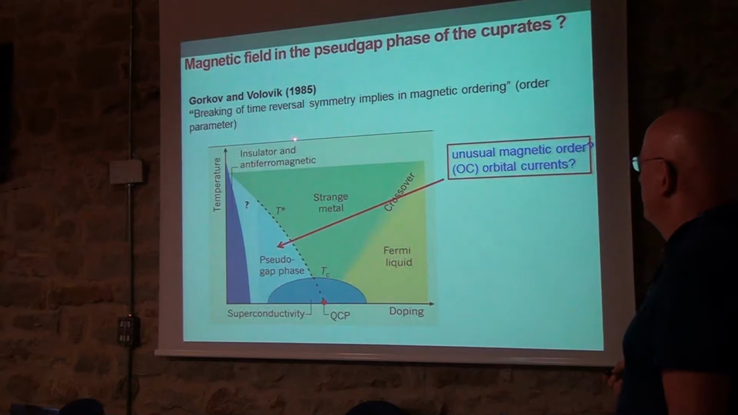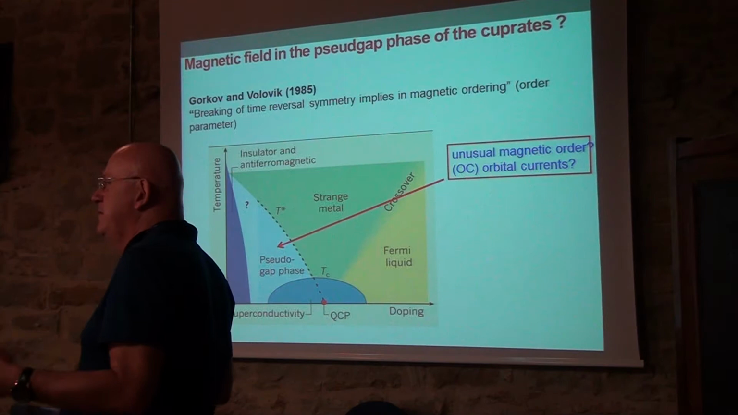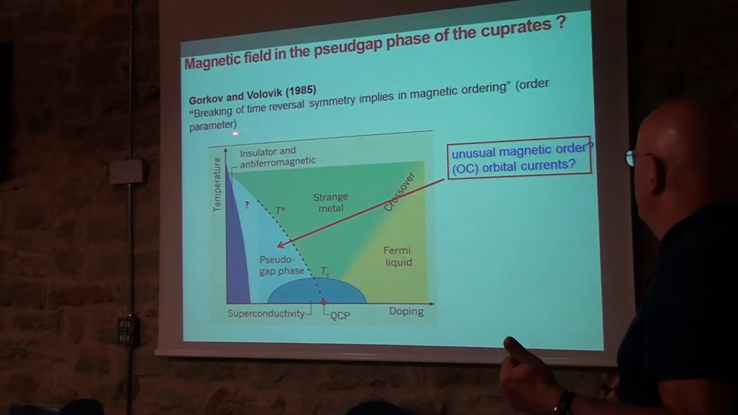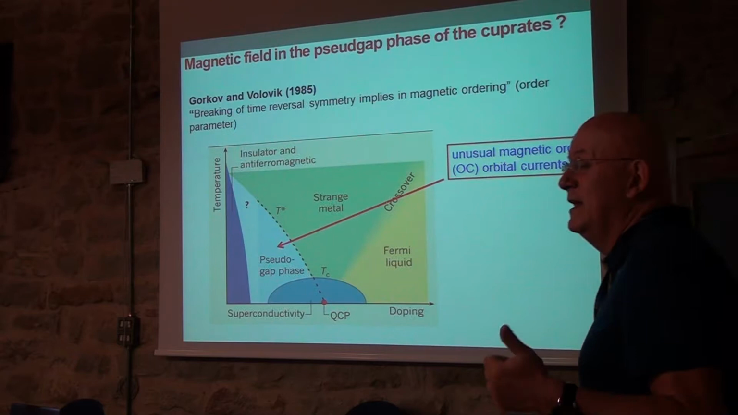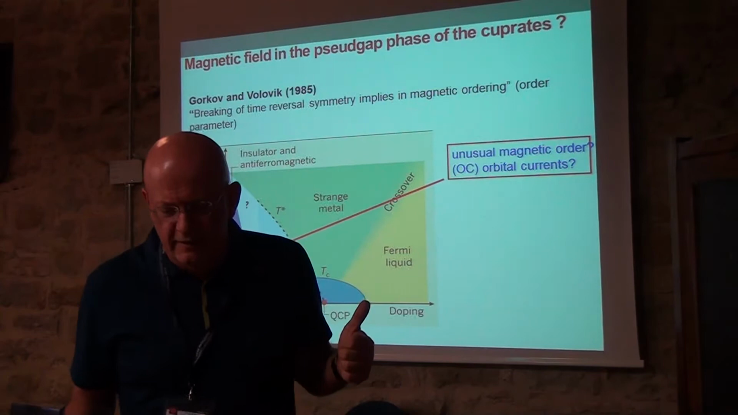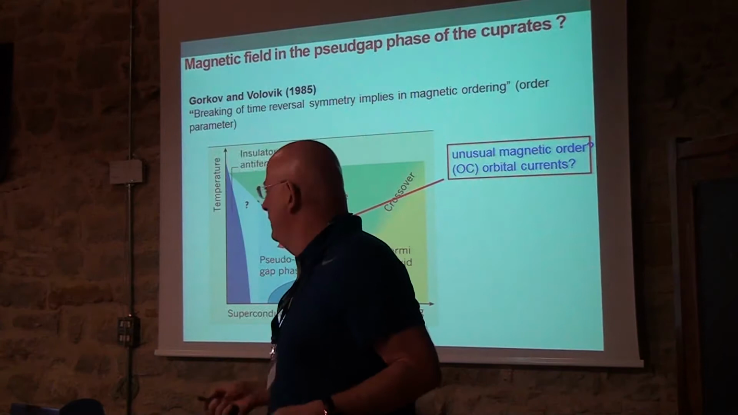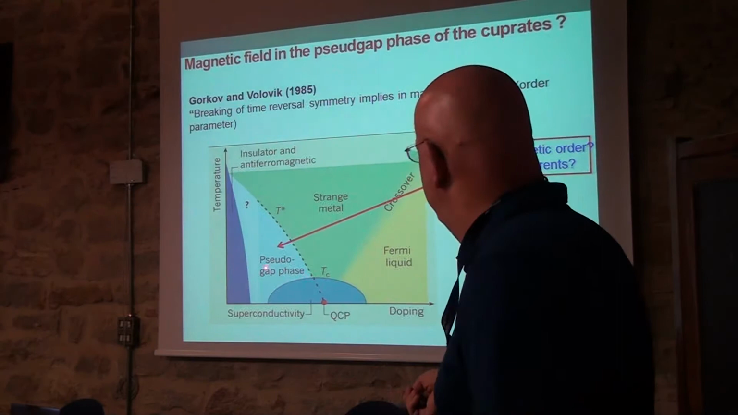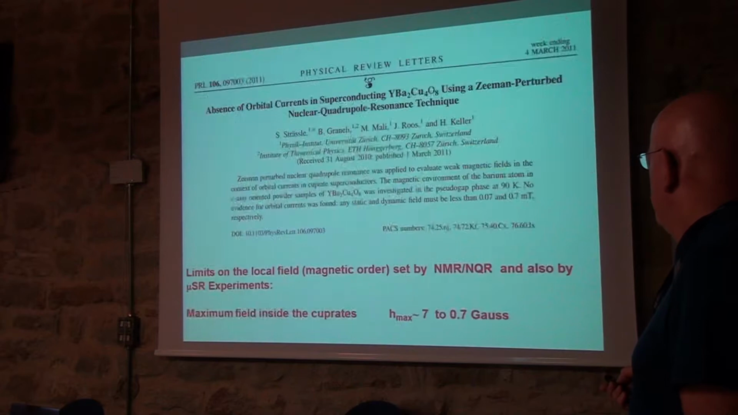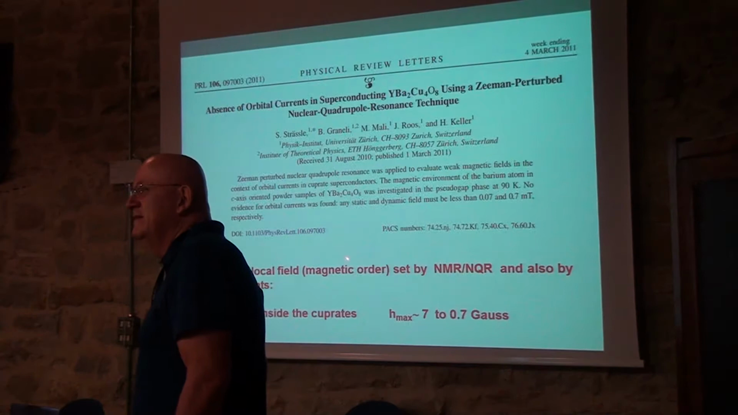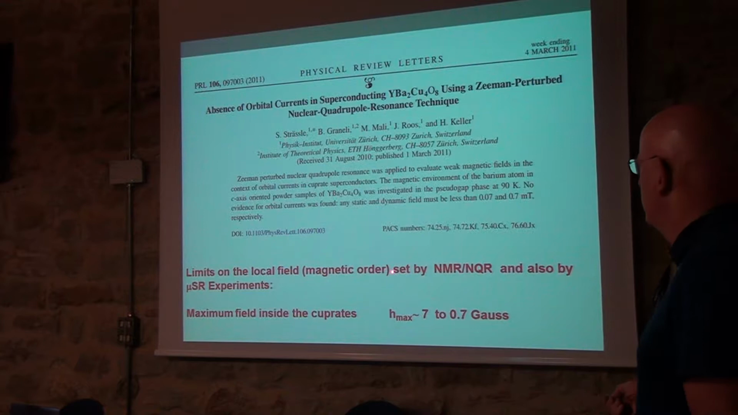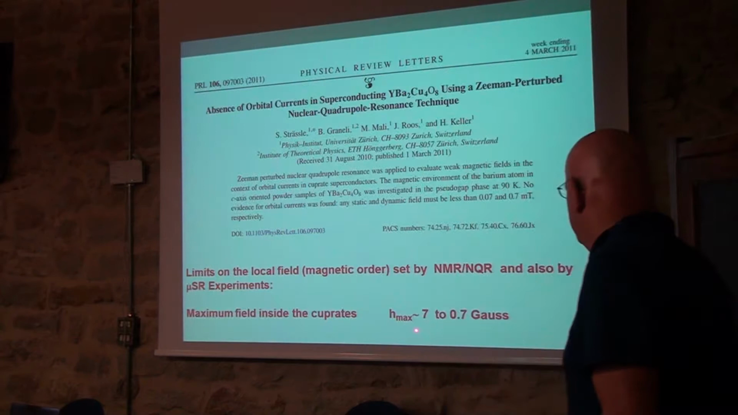if you have a system that breaks time reversal symmetry, and you look at the work of Gorkov and Volovik about order parameters, you find that breaking the time reversal symmetry implies a magnetic order. I don't know if this is the reason that people like Varma, for instance, look at orbital currents in the pseudogap phase, because there should be some magnetic order if you have the breaking of time reversal symmetry. But many have done NMR, muon and USR experiments to detect magnetic order in the pseudogap, and nothing was found. So they only could put bounds on the maximum local magnetic field of order 0.7 Gauss.